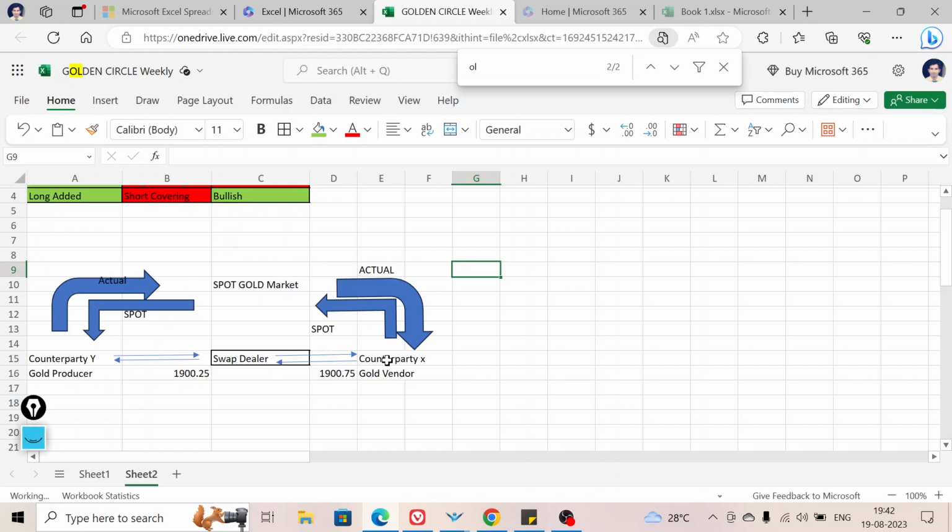And also, both parties can trade in the spot market at this price, or when they are going to buy and sell something with the dealer, they can trade that in the spot market. So actually it looks like this. If you understand this, that is okay, but if you do not understand, that is also okay, because our main concern is not the swap dealer.